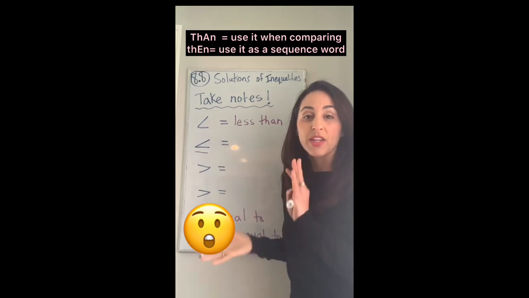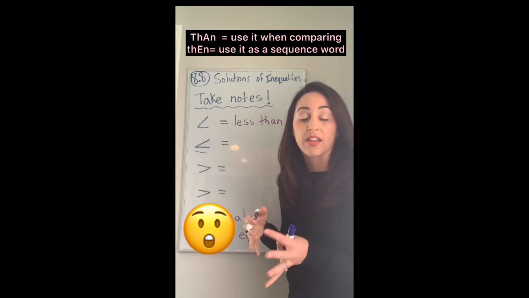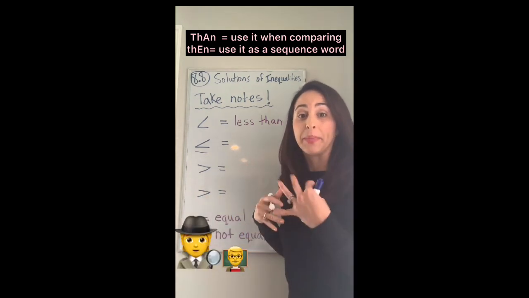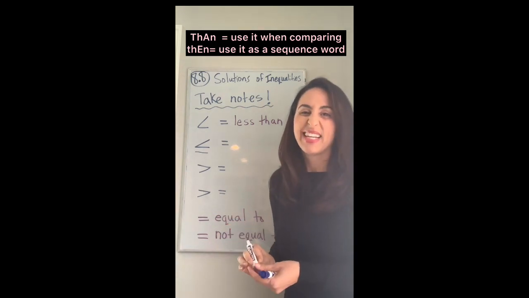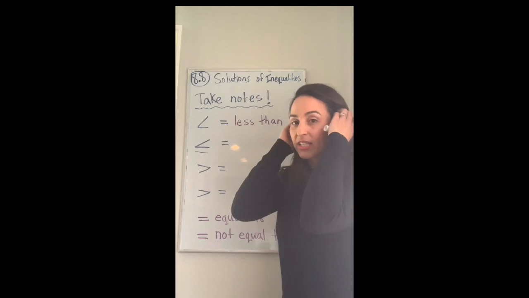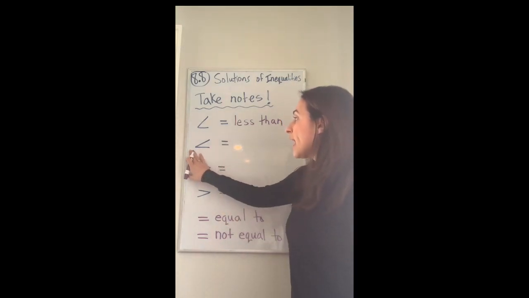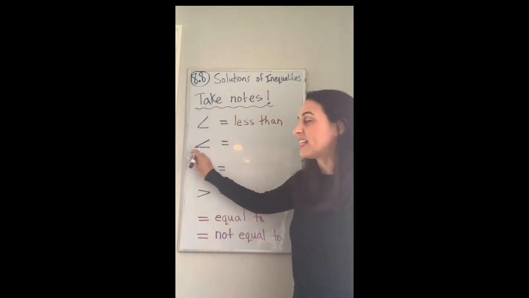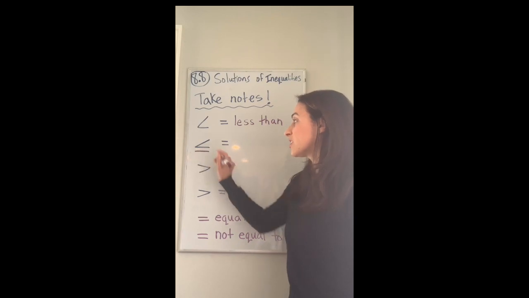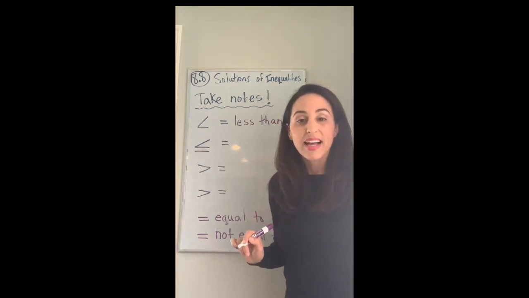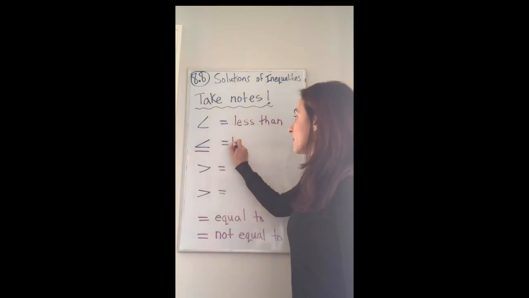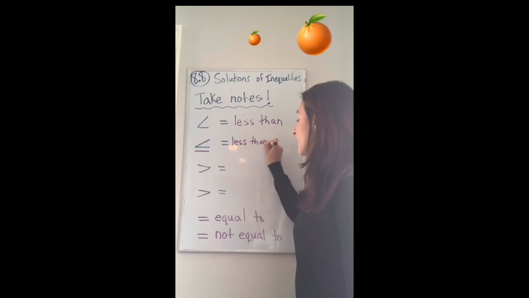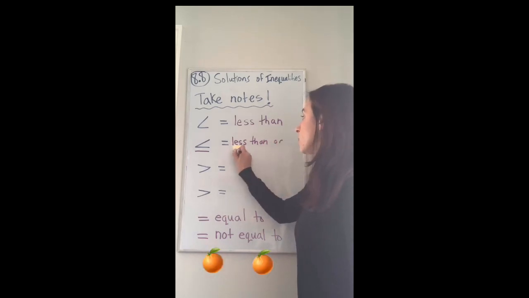Know that T-H-A-N is when you're comparing one thing to another. He is taller than me, then we're going to put that A, not T-H-E-N, okay? T-H-E-N is for sequence. So let's move on. What happens when I have this less than sign and somebody puts a straight line underneath? That means less than or equal to. So let's write that down. It means that something is less than something else when you're comparing them, or maybe they're equal to each other.